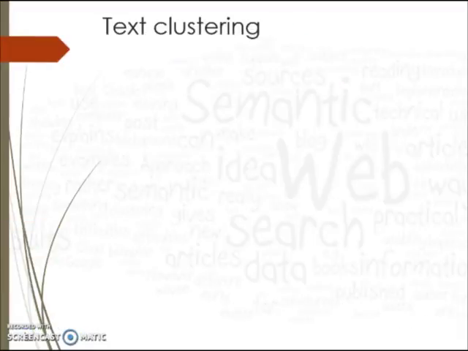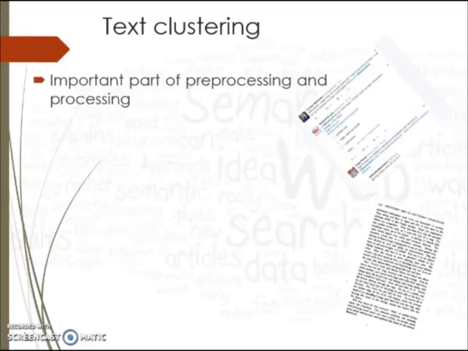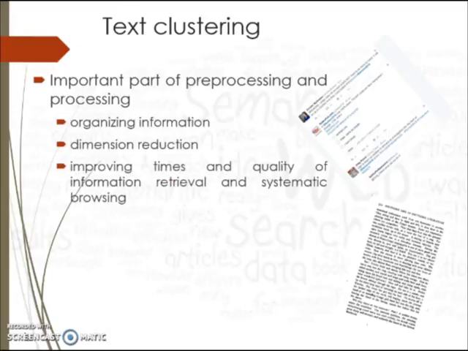So let's start talking about text clustering. It's an important part of pre-processing and processing. It's related to organizing information, to dimension reduction, to improving times and quality of information retrieval and systematic browsing. Also for semi-supervised classification methods.